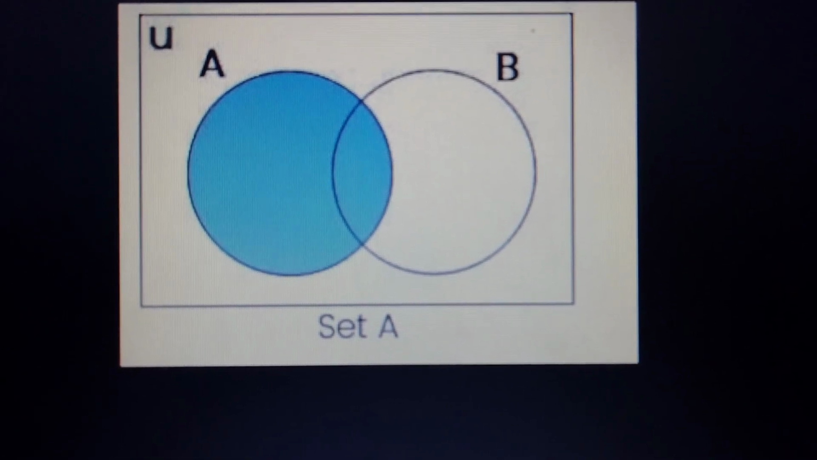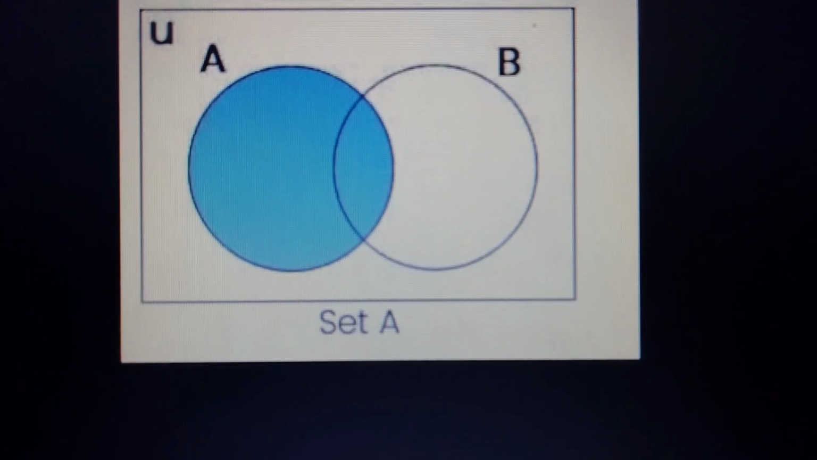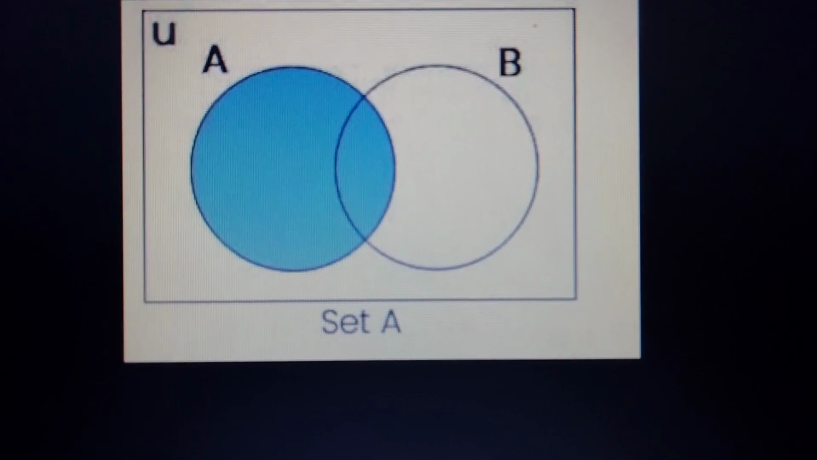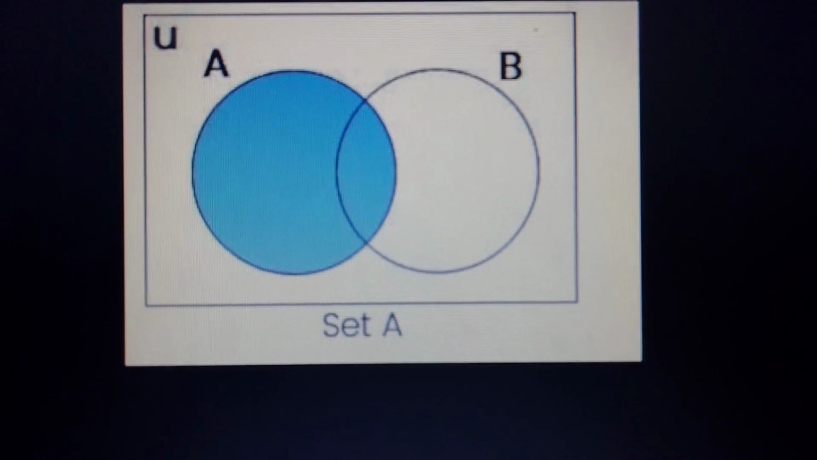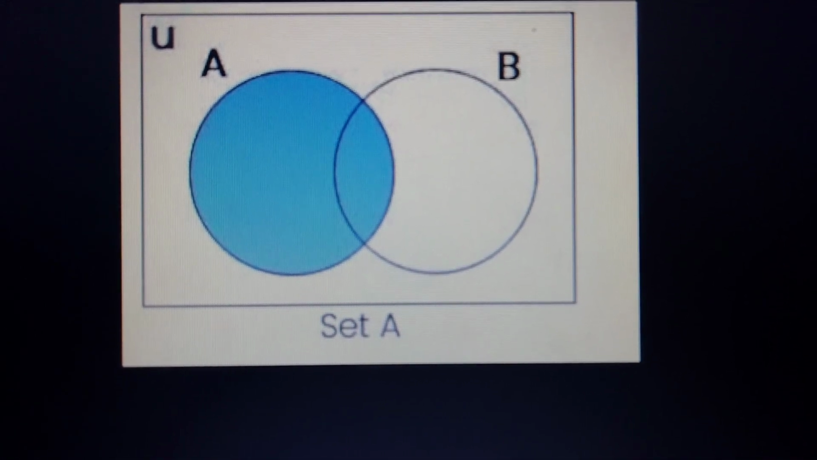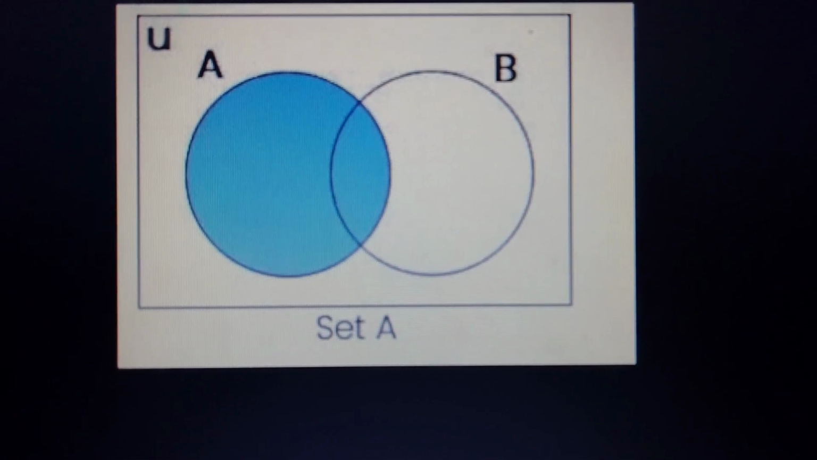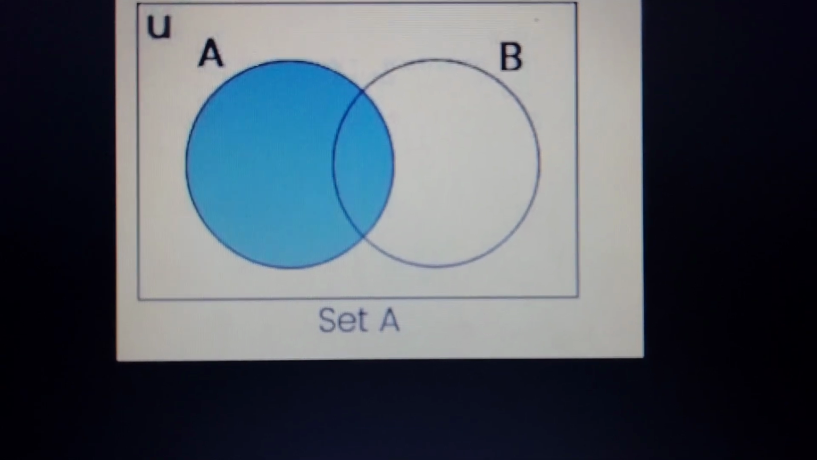Let's say A stands for apples, people that like apples, and B stands for people that like oranges. And then in the middle, we have people that like apples and oranges. And outside, we have people that like neither apples nor oranges.